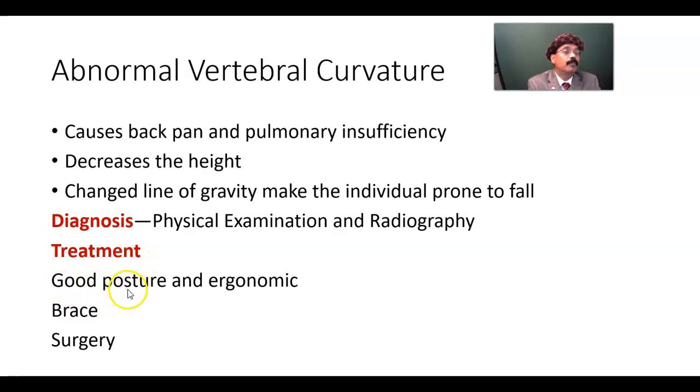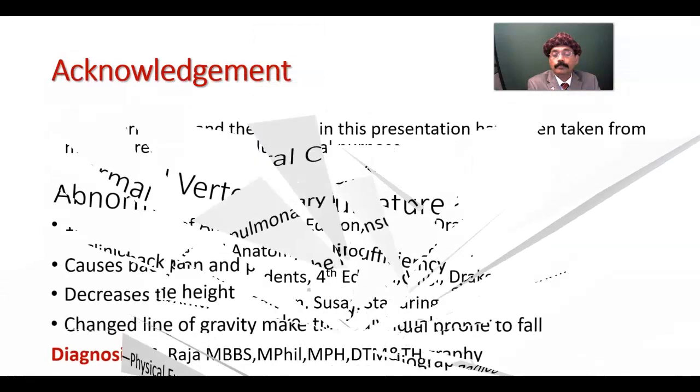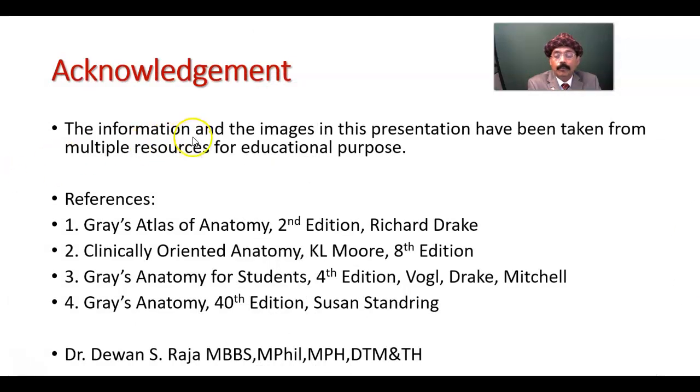Good posture is very important. For sitting posture or lifting some heavy object, we need good health education and ergonomics. A brace may be helpful initially. Surgery may be required in the last stages. And that's all about the normal and abnormal curvature of the vertebral column.